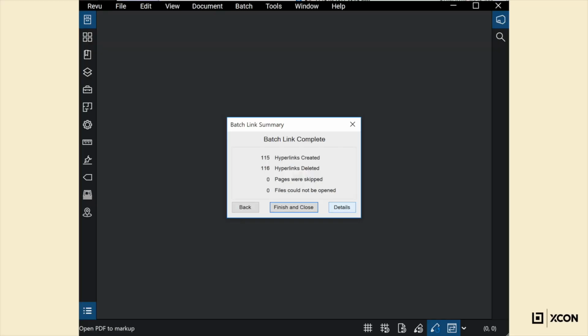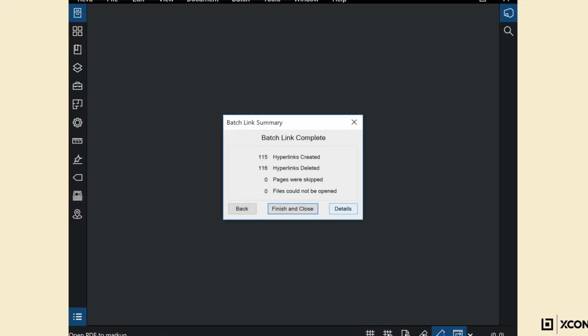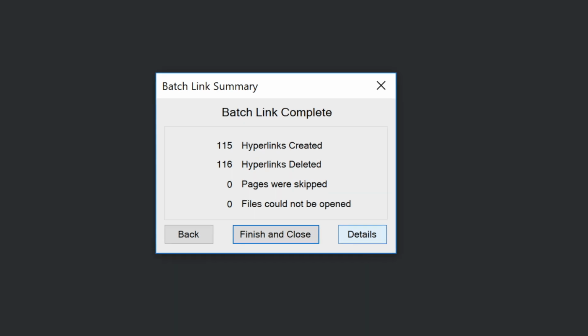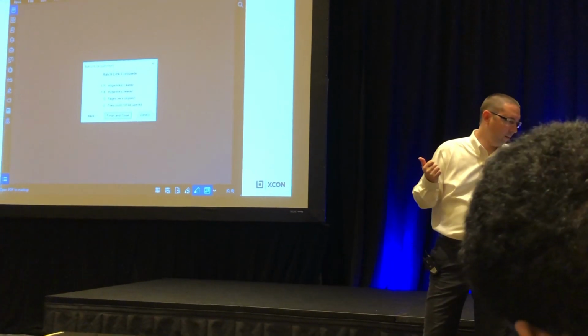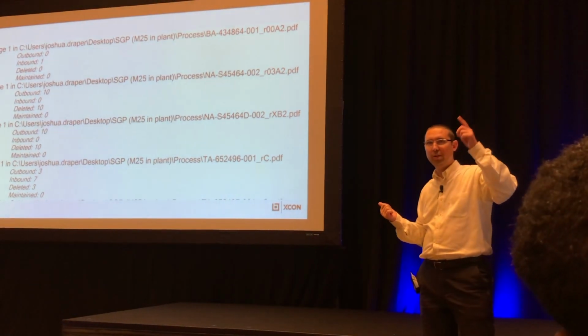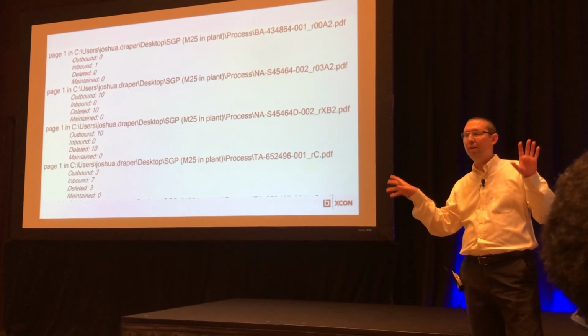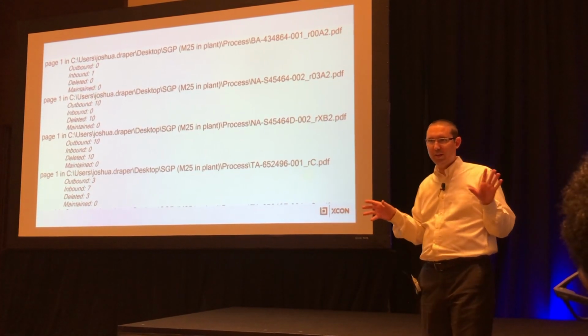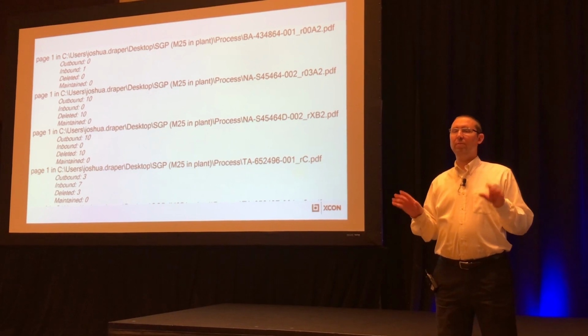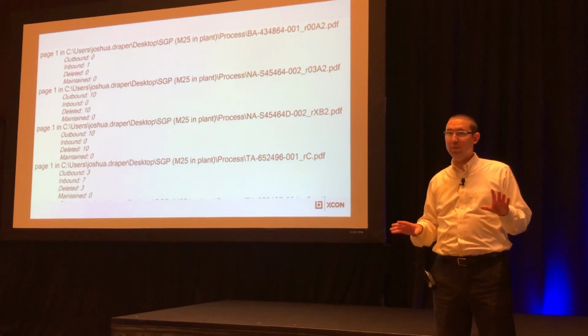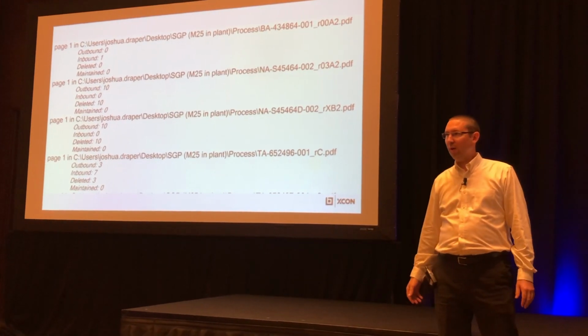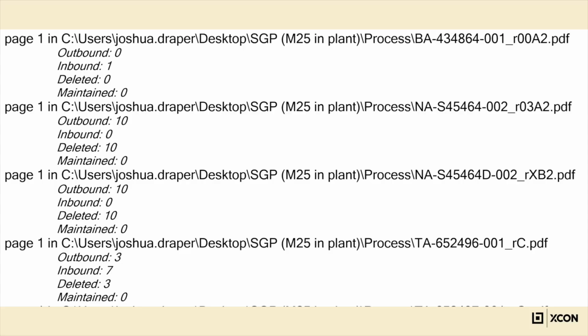Now this is the final screen in BatchLink, and a lot of times you just click Finish and Close. But you can also click on this Details. Where I'm going with this is I talked to the Revu engineers yesterday, and I said, look, there's a few ways you could make this easier for us. I won't go into the details, but it wouldn't be very hard if they wanted to make this whole process a lot easier for this particular problem.